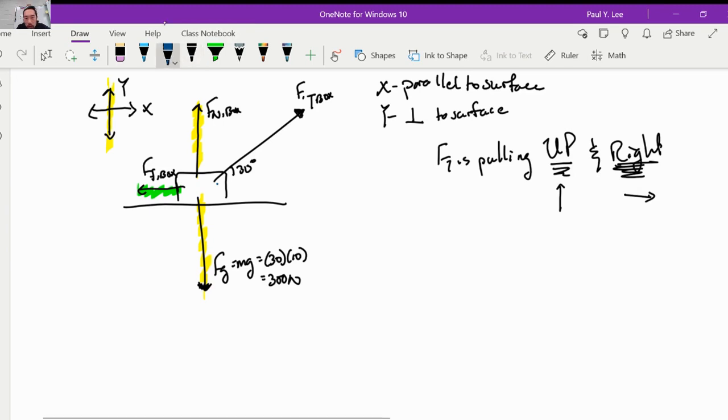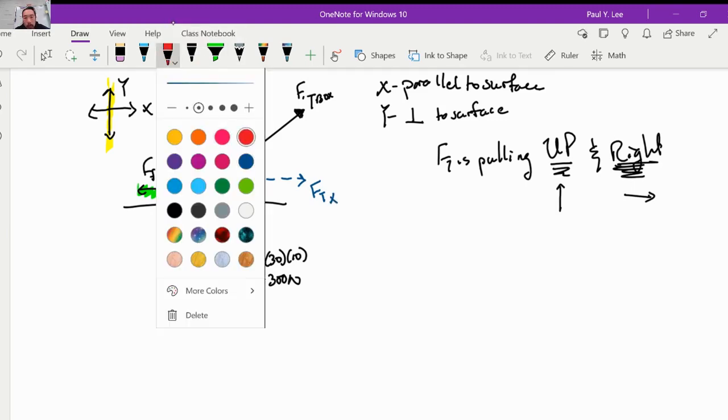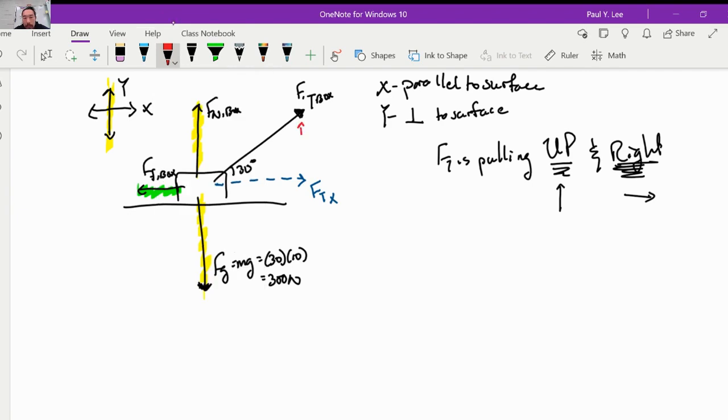So I'm going to draw that right now. I'm going to draw the one to the right first. So we have the arrowhead pointing to the right, and we're going to call this F of T X, because that's along the x-axis. And I'm going to get another pen, and we're going to call this one F of T Y.